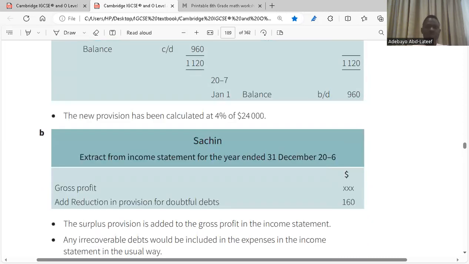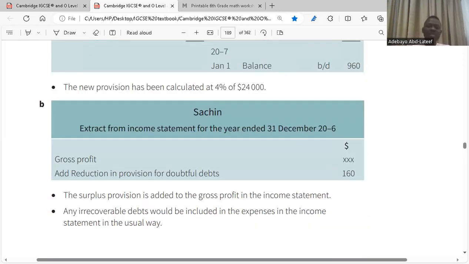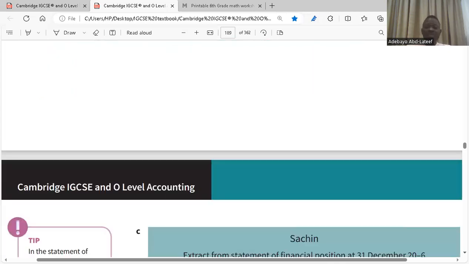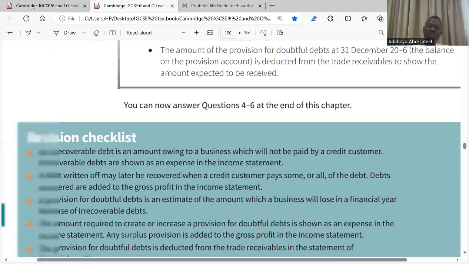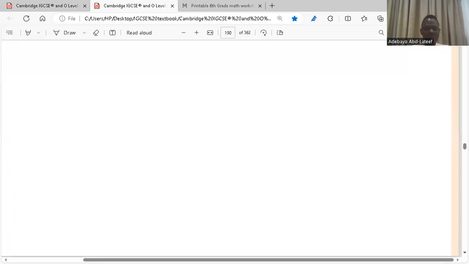So now you prepare the income statement. The income statement will show 160, that's the deduction, yes or no? Yes. Then your statement of financial position will be what? 24,000 minus 960, the value of the trade receivables minus the new provision for doubtful debt. So that's your trade receivable now. Is it clear? Yes. Any question about it? No. Okay.